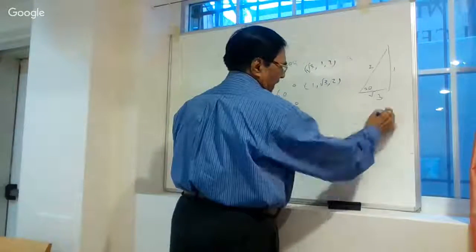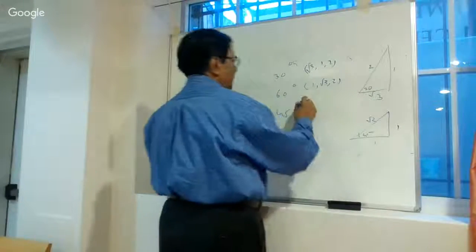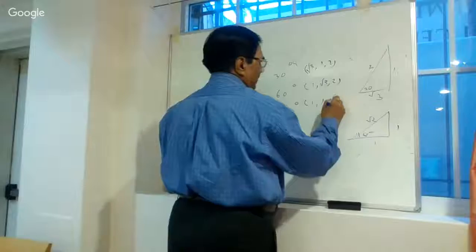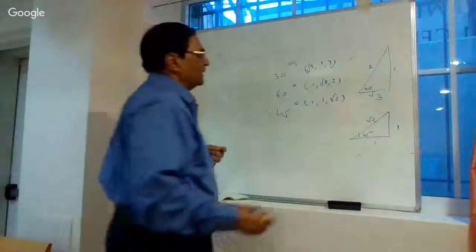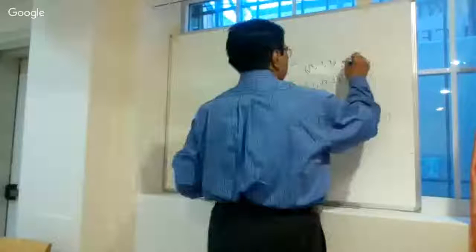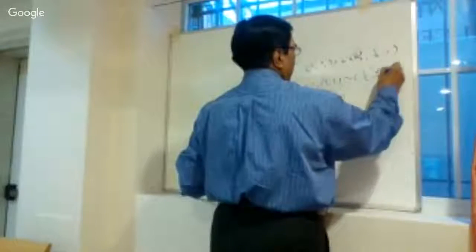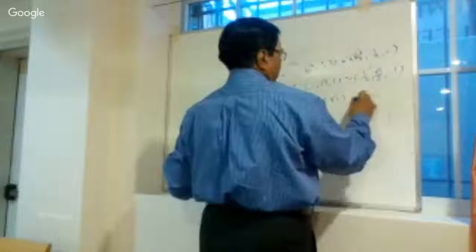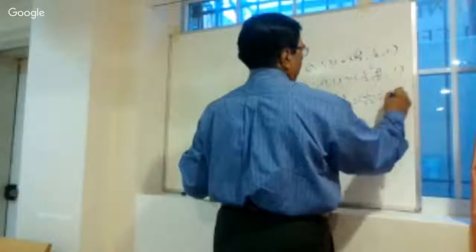If it is 45, 1, 1, and this will be root 2. So 1, 1, 2 will be there. And now, if you divide by 2, it is root 3 by 2, 1 by 2, and 1. This is 1 by 2, root 3 by 2, 1. This will be 1 upon root 2, 1 upon root 2, and 1.